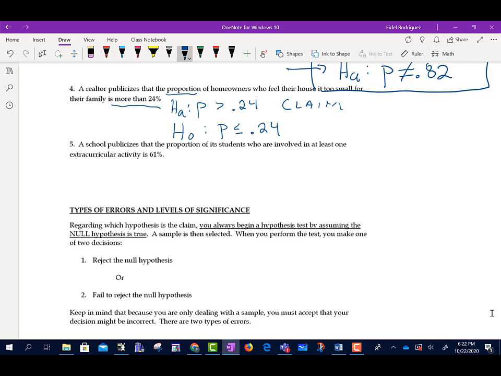A school publicizes that the proportion of its students who are involved in at least one extracurricular activity is 61%. Again, I'm talking about proportions, so I'm going to use P. That means P equals 0.61. Again, remember what I said? I'm going to write down my claim because that's the first piece of information that I know. Now that claim happens to be my null hypothesis because of the equal to part. Okay? So then my alternate is going to say, well, what's the opposite of equal? Not equal to 0.61. Okay?